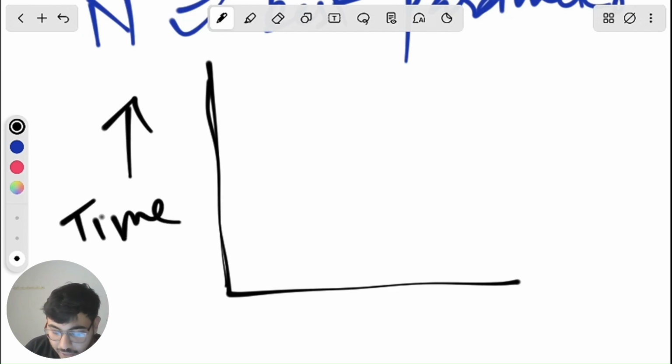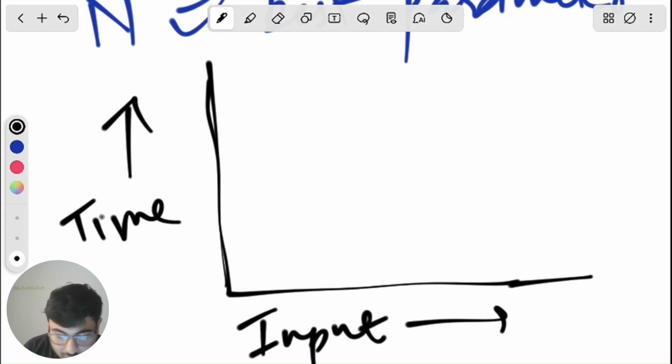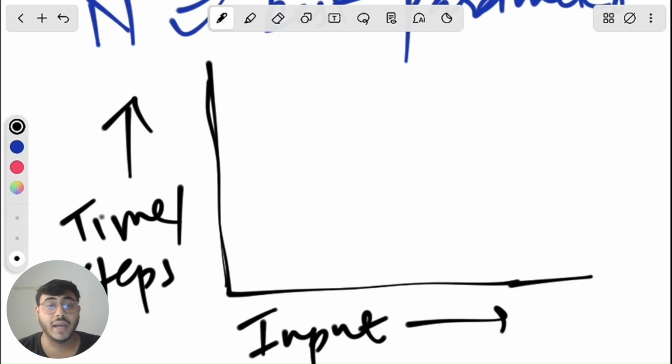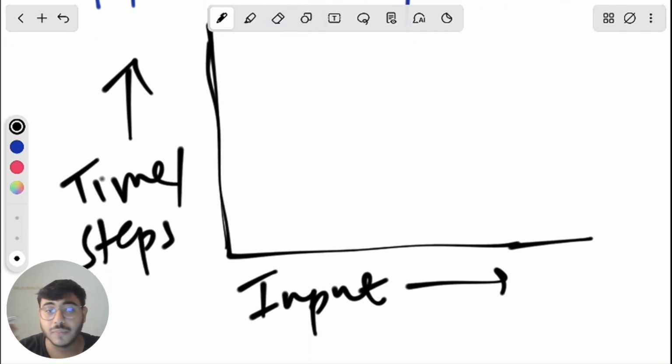And here we have the input size. This time can also be replaced by the number of steps. Basically, the bigger the input, the bigger will be your time or the number of steps. That's why time and steps represent basically the same thing. When we are talking about the runtime of an algorithm in terms of big O notation, we are considering the runtime and steps to be the same. The higher the number of instructions, the higher the runtime.